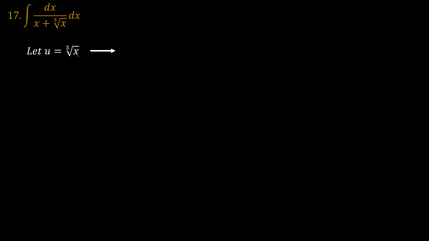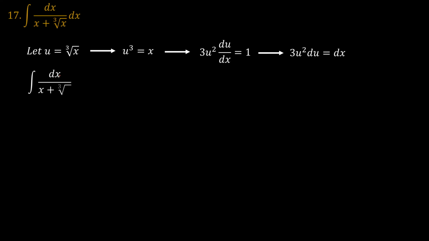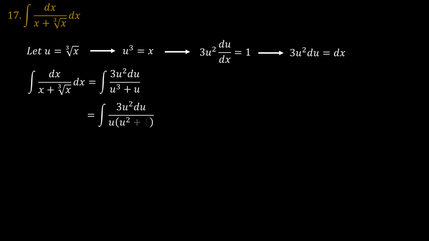Okay. Problem 17, the integral of dx over x plus cube root of x. Let u be equal to cube root of x, and therefore u to the power 3 is equal to x, therefore 3u squared du equals dx. And so in place of dx, we have 3u squared, and in place of x, we have u cubed, and this becomes u.